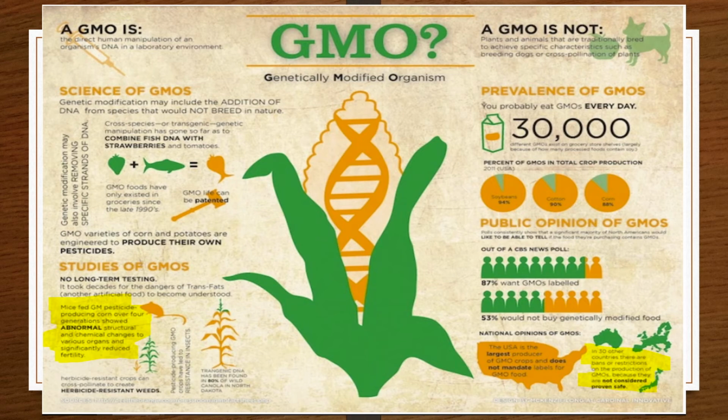You may have noticed the two pieces of highlighted information as you were reviewing the infographic. These are both cons of using GMOs. The one on the left side says that mice fed GM pesticide-producing corn over 4 generations showed abnormal structural and chemical changes to various organs and significantly reduced fertility. And the one on the right side says that in 30 other countries, there are bans or restrictions on the production of GMOs because they are not considered safe. So that piece of information that GMOs are not considered safe is a con.